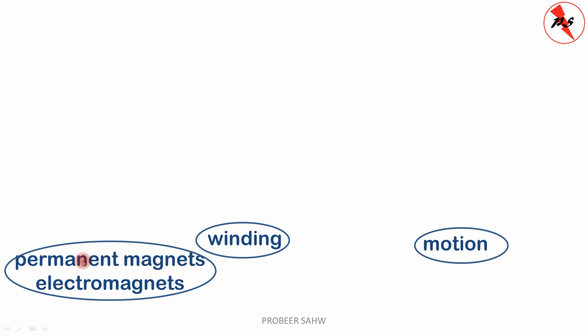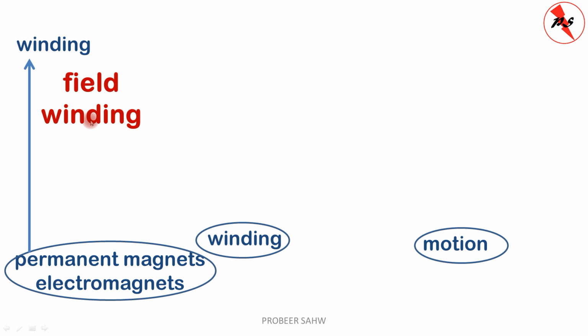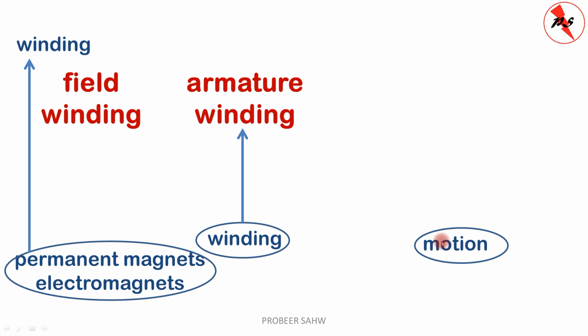Most of the times, instead of permanent magnets, we use electromagnets, and to produce electromagnets we set a different set of winding which is called the field winding. And this set of winding is now renamed into armature winding. And the motion is produced in a part of a DC machine which is called the rotor.